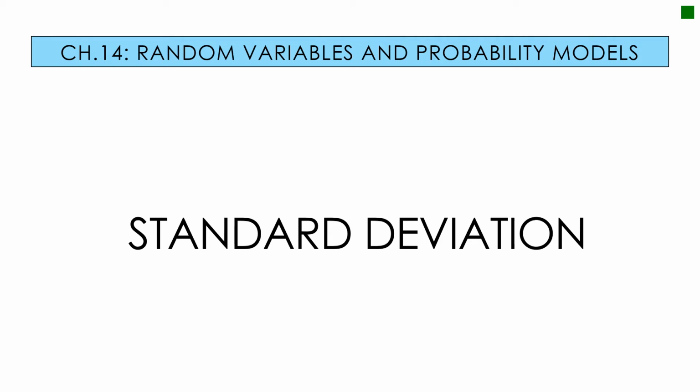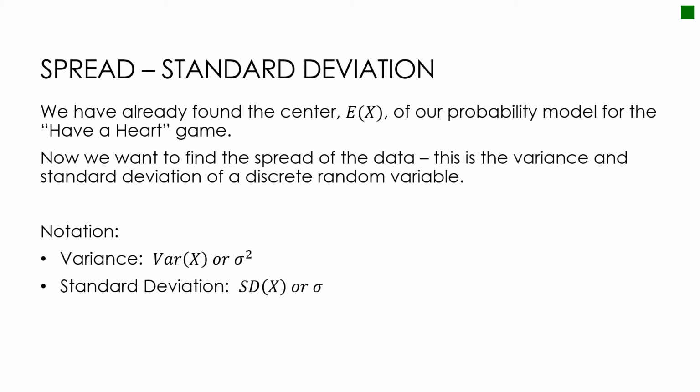Now that we know how to find the average, let's look at how to find the standard deviation of a probability model. So remember that we have already found the center of our probability model for have a heart, and now I want to find the spread. So I know that I can expect to lose $1.35 each time, but I want to know how spread out that is. And that's based on the variance and standard deviation.